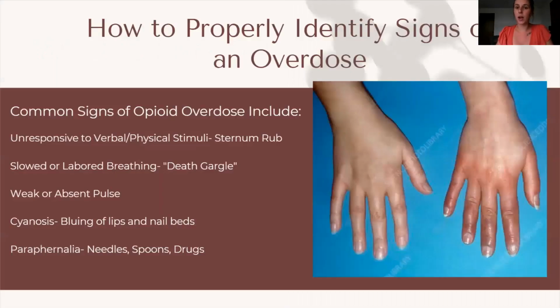Here are some ways of how to properly identify the signs of an overdose. The first is being unresponsive to verbal or physical stimuli. So, call their name: are you there? Are you okay? Can you hear me? Shaking them firmly. You don't want to be too shy about this, too gentle. You want to give them a firm shake, see if they wake up or respond to that.